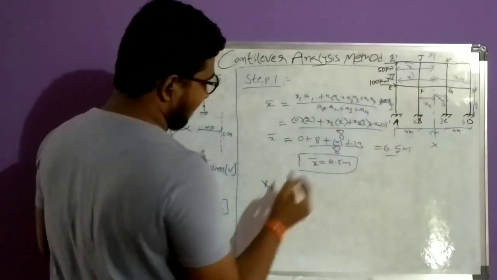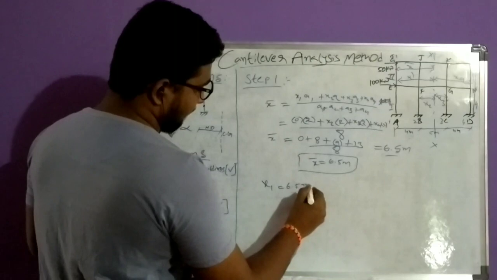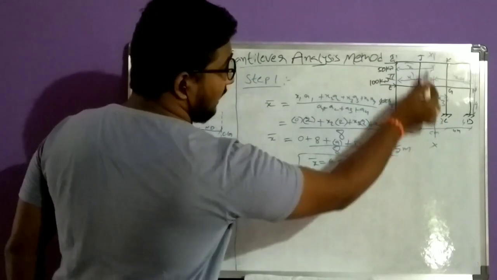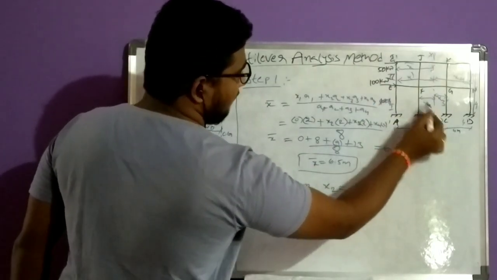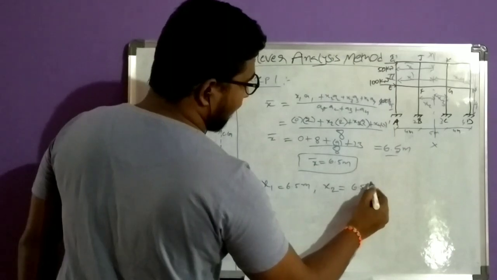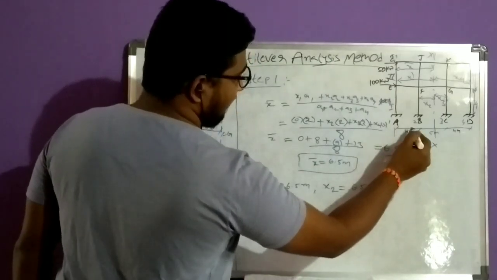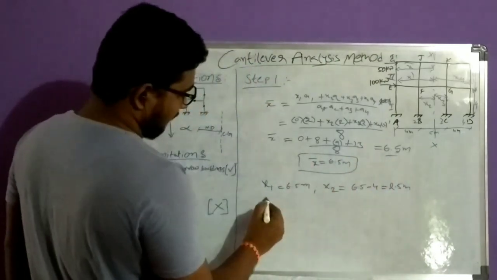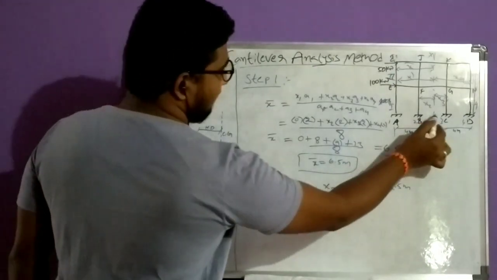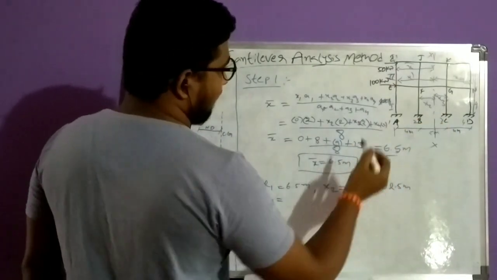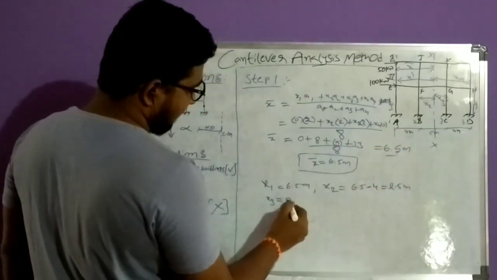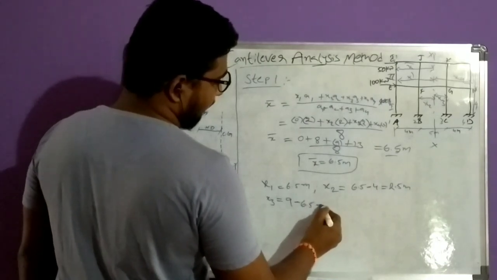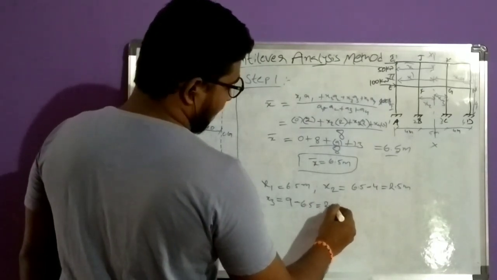X1 is nothing but x dash 6.5 meter, and coming to x2, we know that x2 is the distance between the second column and the centroidal axis. How to calculate this? Centroidal axis is 6.5 meter, subtracted by the base span, which is nothing but 2.5 meter. So x3 equal to, this is the distance between the third column and the centroidal axis. So total base spans is 4 plus 5, 9 meter, minus centroidal distance 6.5 is 2.5 meters.